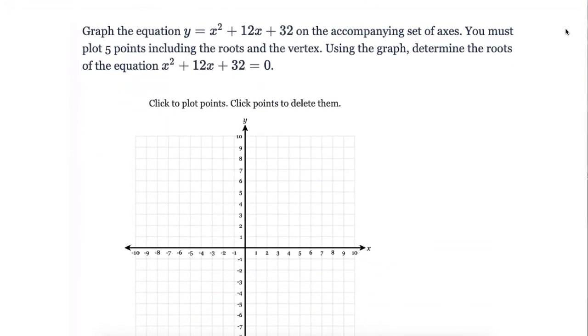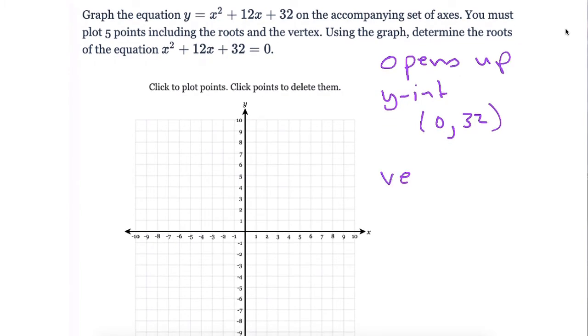Let's take a look at this one. Again, we're going to graph this one. This one, notice that it opens up. The y-intercept is going to be really difficult to graph because that's going to be 0, 32, because that's that c value. Not really going to be something I'm going to graph. But what I can graph is the vertex, because the vertex is going to be when x is equal to the opposite of b divided by 2a, or negative 6.